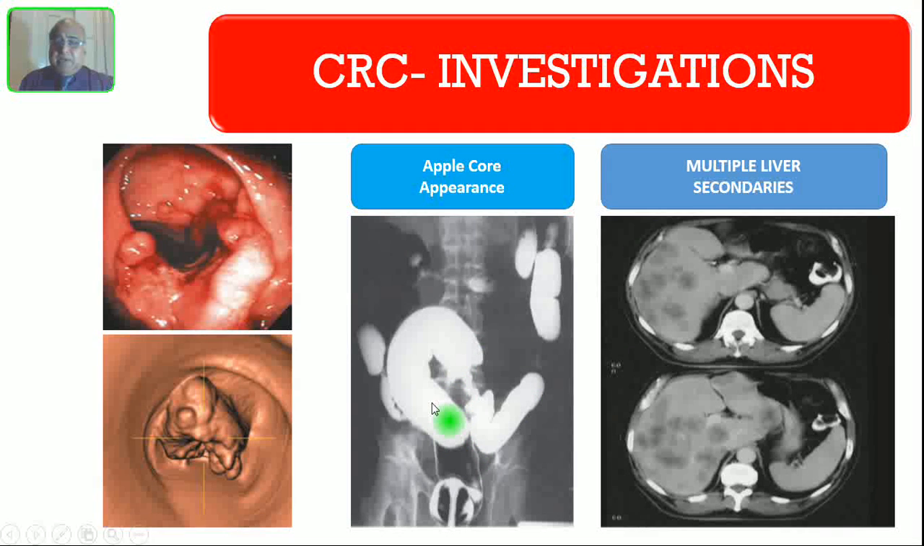So this is the barium enema, where you are seeing the characteristic apple core appearance. This is the annular variety of colonic carcinoma, where you will get this apple core appearance. This is very characteristic of colonic cancer. Here in this picture, this is a CT of the abdomen, where you are seeing multiple secondaries spread all over the liver.